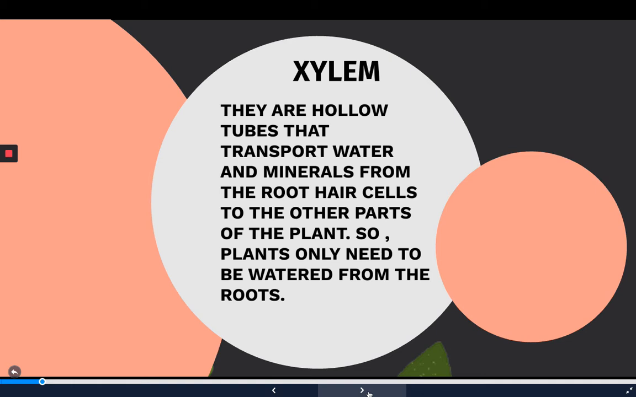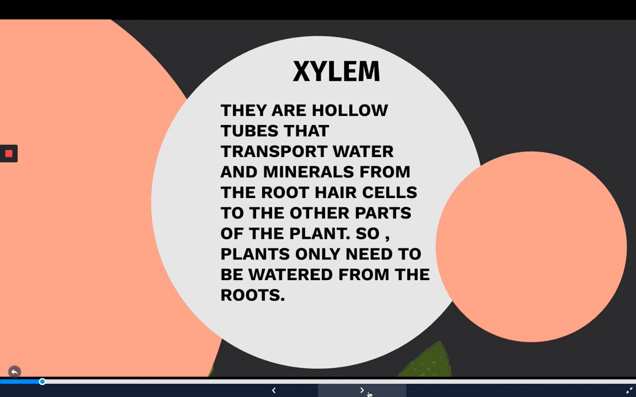So plants only need to be watered from the roots. As you know, the roots of the plant get deeper and deeper in order to find water and minerals. Whenever it finds enough water, the root hair cells inside the root absorb it and give it to the xylem. The xylem is made of hollow tubes that transport water and minerals from the root to the other parts such as the stem, leaf, and flower.